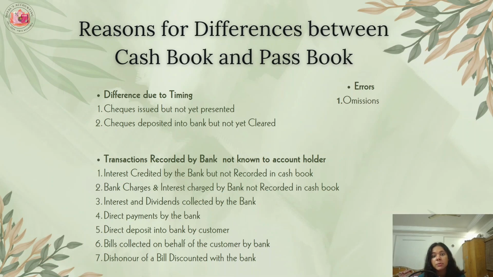So sometimes customers directly deposit money into the bank account without intimating the account holder. So money gets credited, but the account holder doesn't know. Any interest or dividend collected by the bank will be recorded. Then if any bill is presented for payment to the bank, that will also reflect. Any bill which has been dishonored, even that will get reflected. That will directly be recorded in the passbook, and the account holder may not know of it.